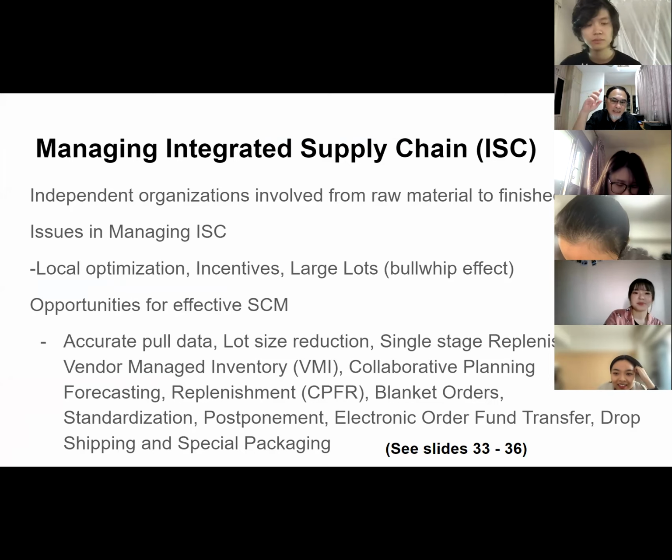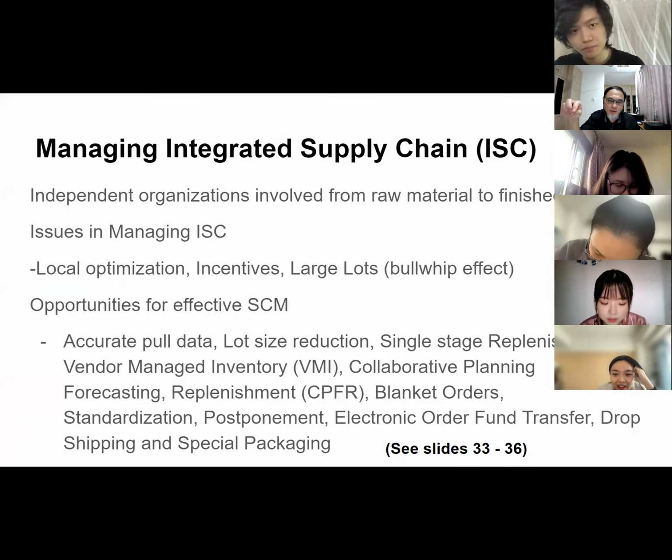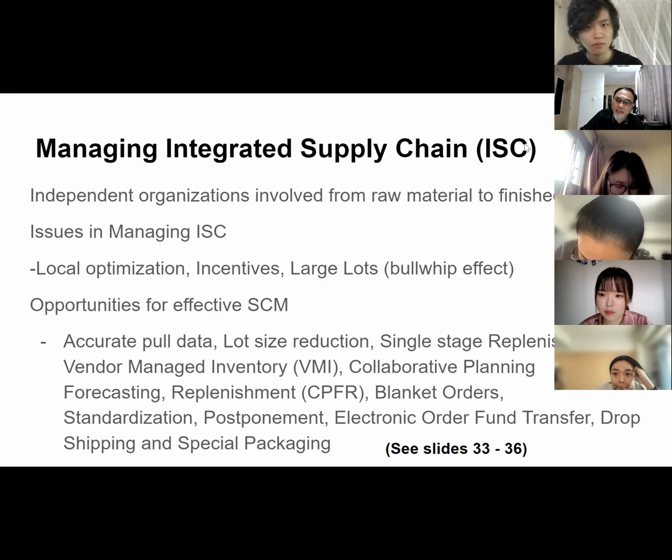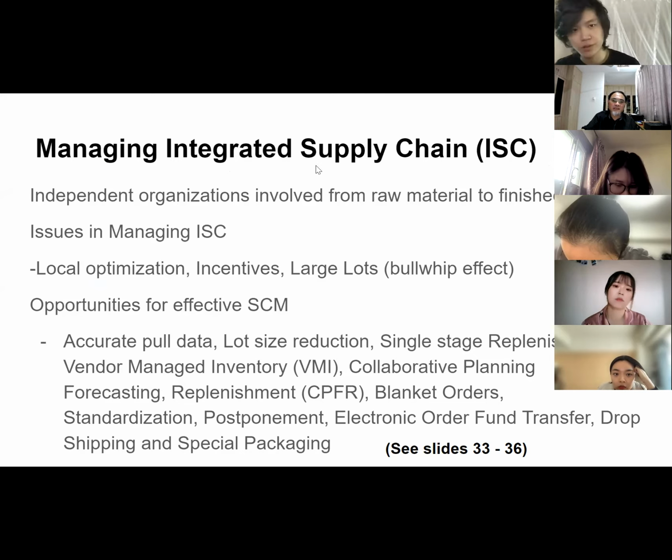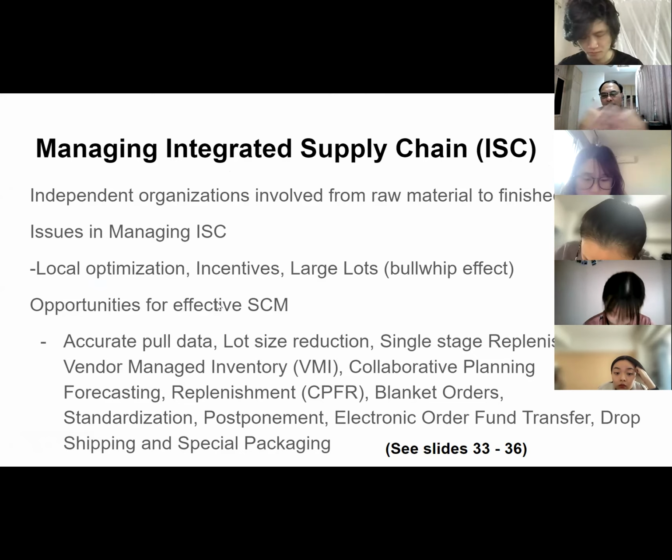So just now, earlier, when I started to talk about supply chain coordination, that's why companies must have a system which is an integrated supply chain. In an integrated supply chain, independent organizations are involved from raw material to finished goods. So there are issues in managing an integrated supply chain. How do you manage your suppliers so that it is seamless? You know, the word seamless.